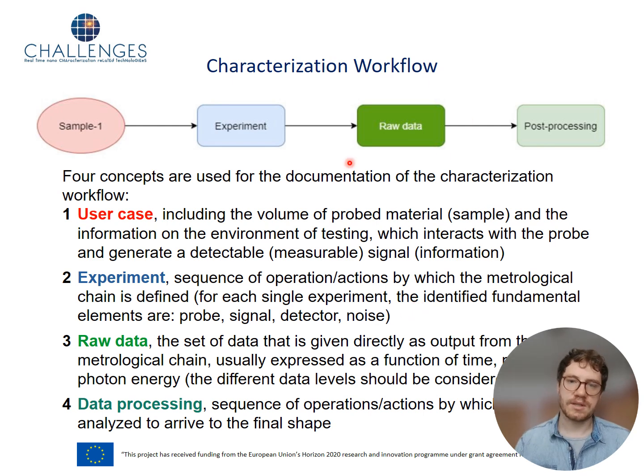Then in the raw data step, it should be specified how the data was acquired, which data was saved, and how it was saved. And then comes the post-processing or data processing step, where it should be specified which actions the operator took to post-process the data, for example, remove noise or select certain parts of the data.